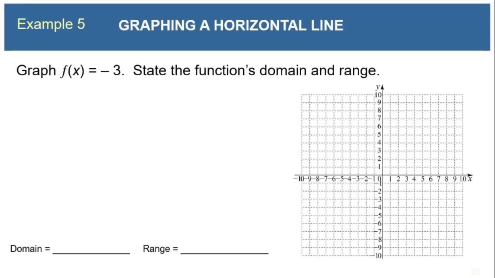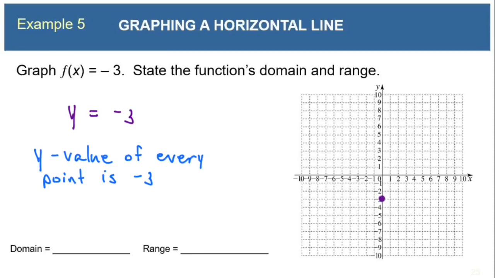So here's example 5. It says graph f of x equals -3. And so we know that that is the same as saying y equals -3. This tells us that every point on this line is going to have a y coordinate of -3. So just plot any point that has a y coordinate of -3. Like this point, so does this point. Any point on this line will have a y coordinate of -3. So if you just plot a few of them, you can see that this is going to form a horizontal line.